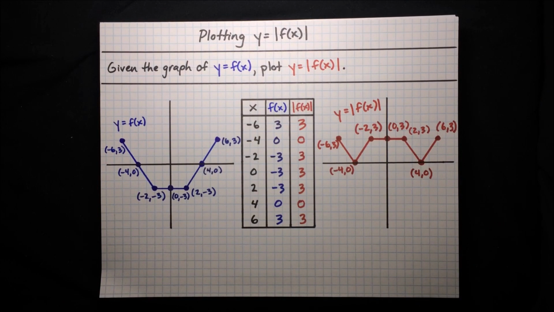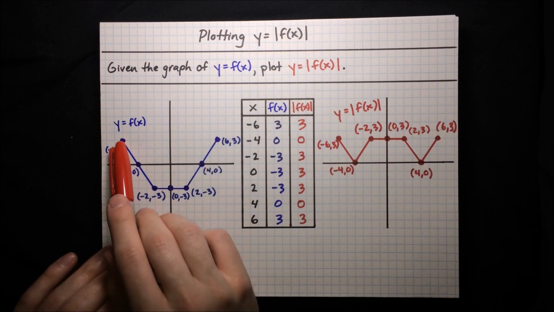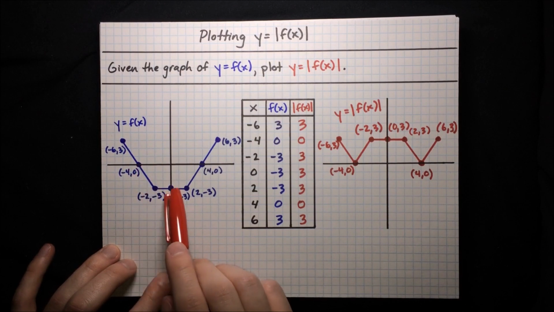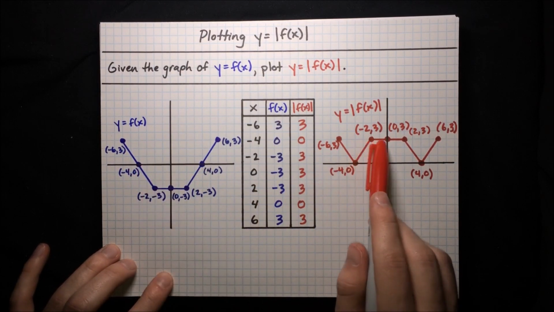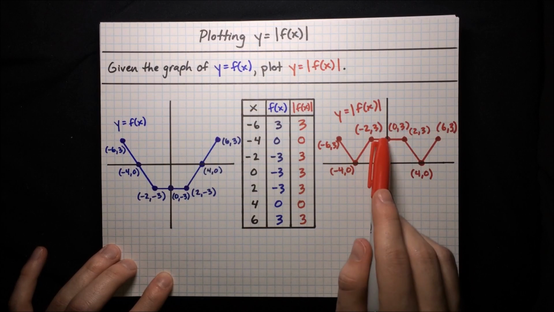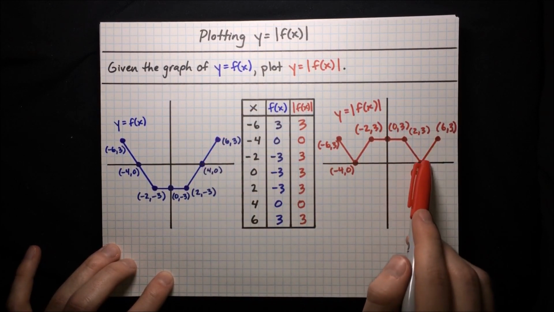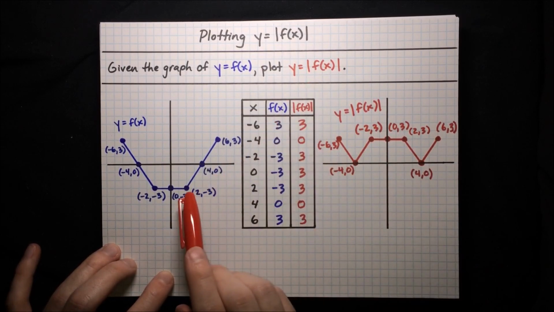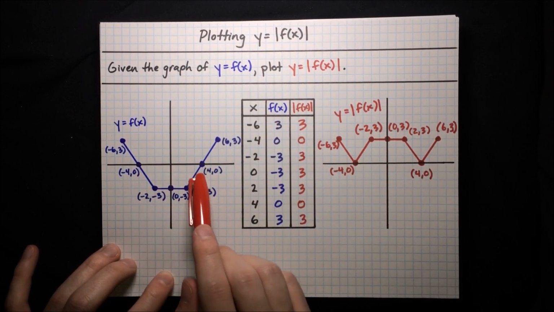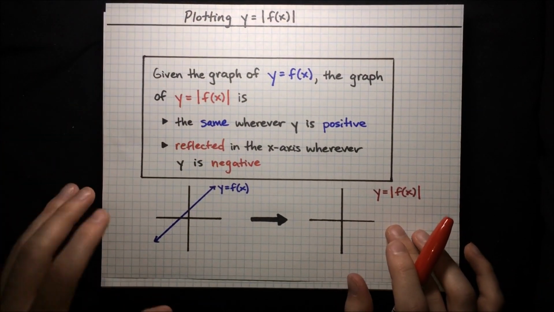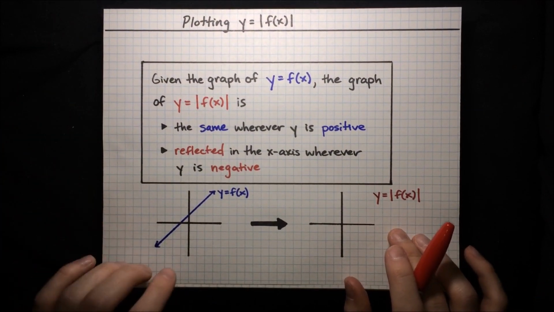So looking back, what effect did this absolute value have on the graph? Well, this segment above the x-axis here stayed the same. But then the part that dipped below the x-axis was reflected over the x-axis. Now it's above the x-axis here. And then the part here that was originally above the x-axis just stayed the same. Okay, so absolute value just takes whatever is below the x-axis in the function and reflects it to be above the x-axis. The finding from the previous example does indeed hold for all functions.